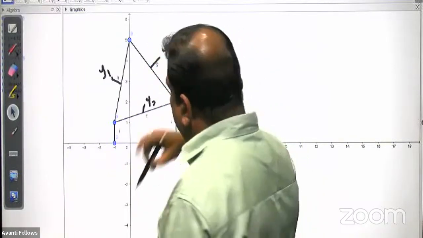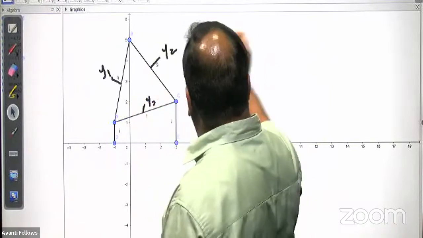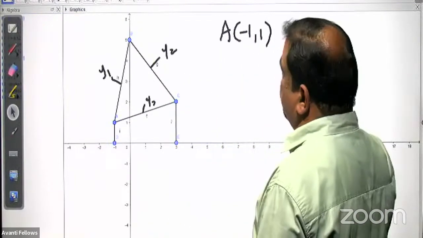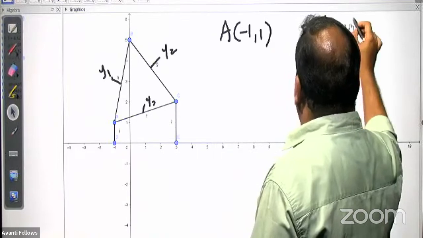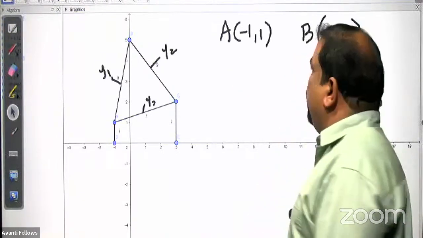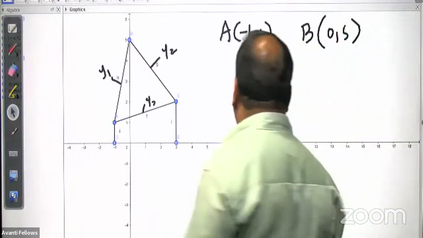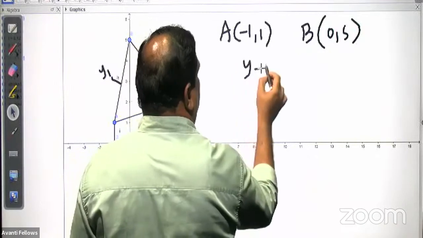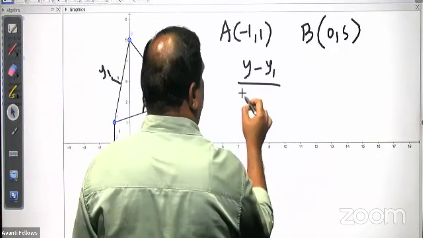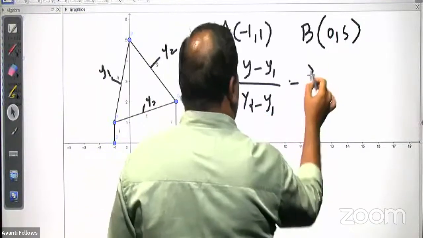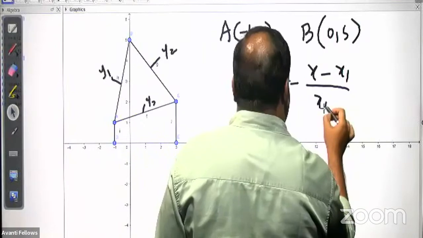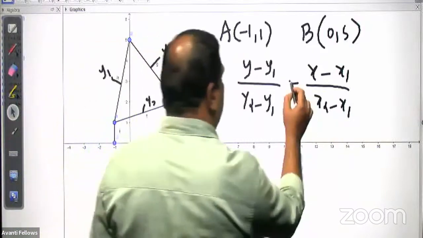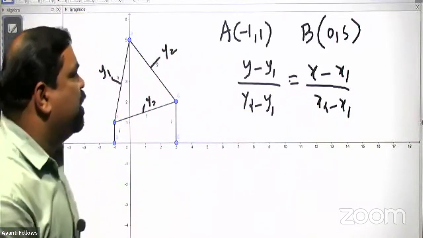How to get the equation of AB? The first point is A (-1, 1), and the second end point is B (0, 5). For a line passing through A and B, we have a formula: the two-point form. (y minus y1) divided by (y2 minus y1) is equal to (x minus x1) divided by (x2 minus x1). This is the formula to write the equation of a line passing through two points. So using that, we will find the equation of AB.